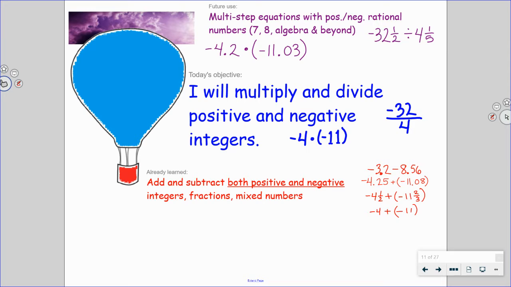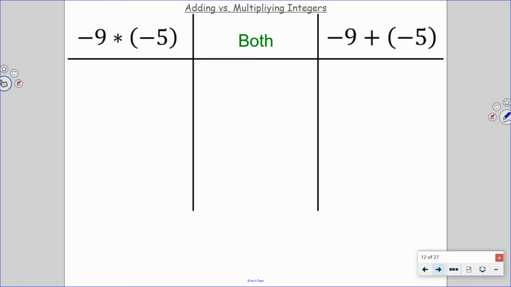Hey, you've seen where we've been, adding and subtracting positive and negatives, integers, fractions, decimals, mixed numbers even. Well, it's time that we get into multiplying and dividing negative integers, and you probably already realize where that's heading, because sooner or later we're going to multiply decimals, fractions, mixed numbers. We're going to divide positive and negative decimals, fractions, and mixed numbers.